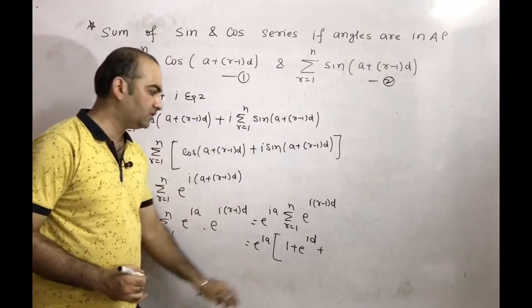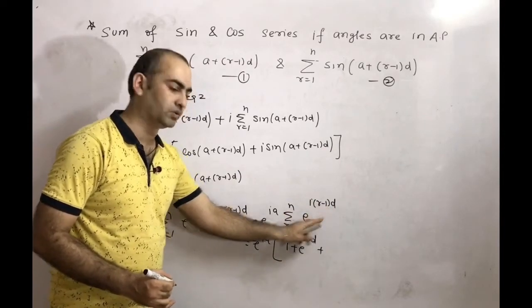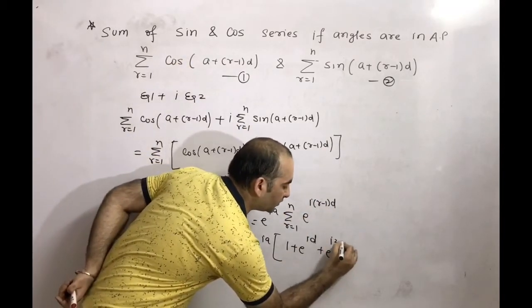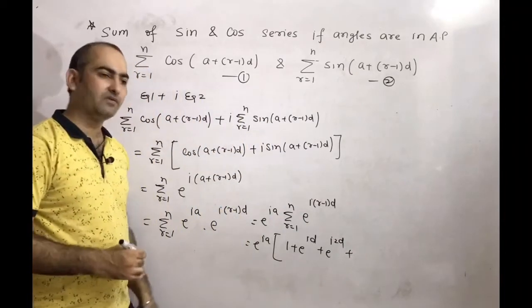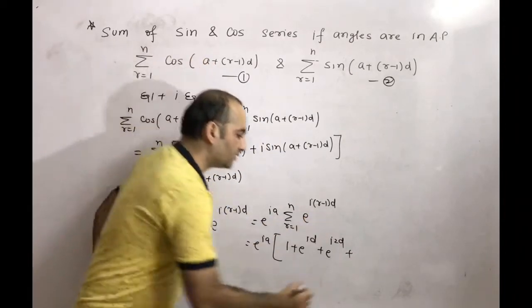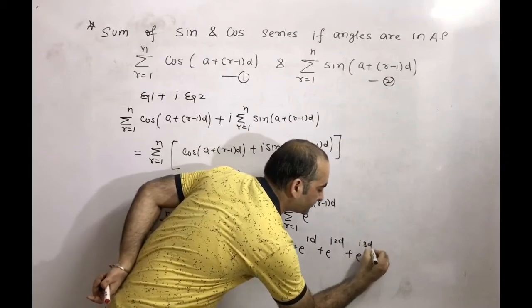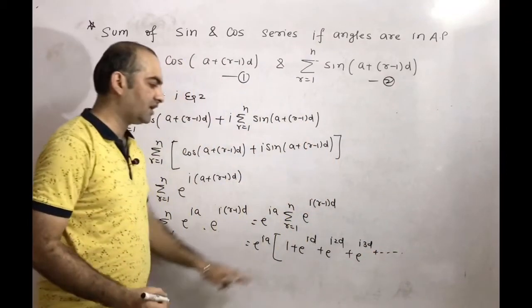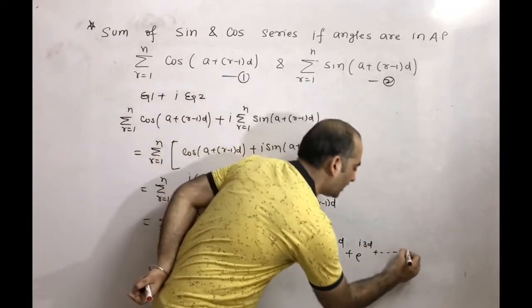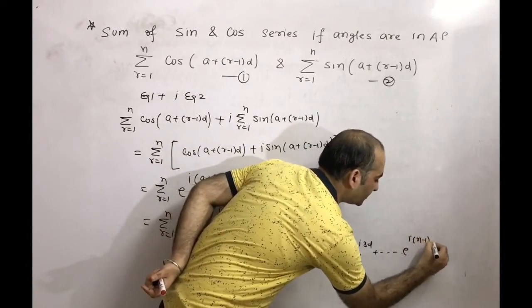if I put r value 3, what will come? 3 minus 1 is 2, so e power iota 2d. Plus, if I put r value 4, 4 minus 1 is 3, so e power iota 3d, plus and so on. If I put r value n, what will come? e power iota n minus 1 into d.